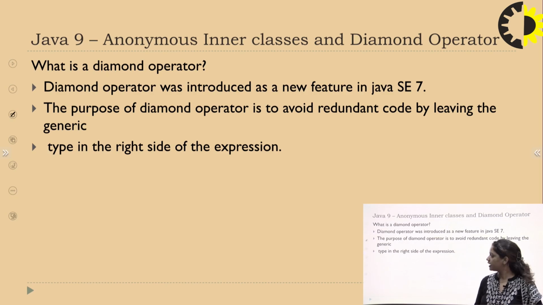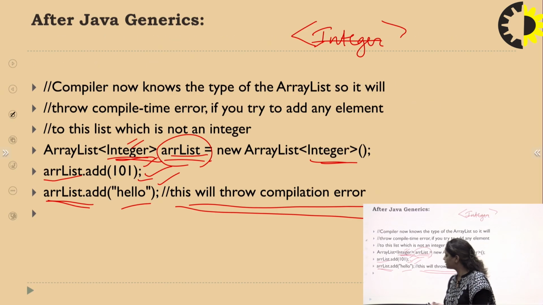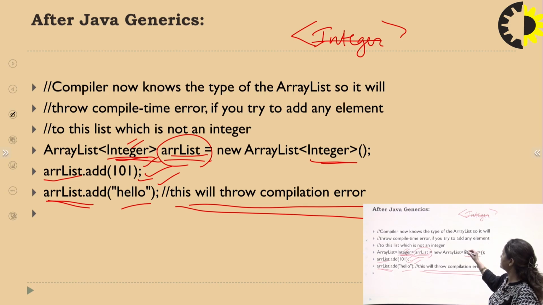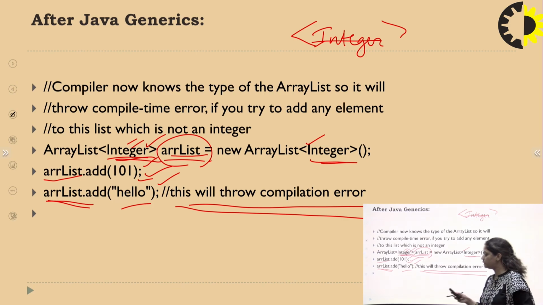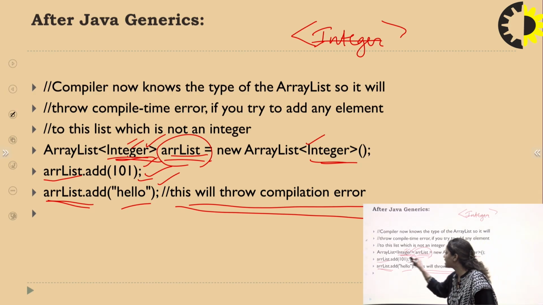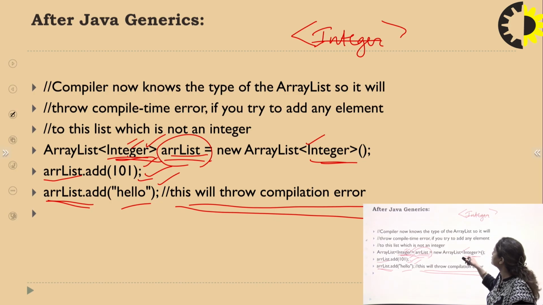Okay, so again there will be a problem with generics, which is that we are repeating the data type on both sides. It gives a kind of repetition, and the lines of code increase because of this repetition. So there is no need of writing it again. We are saying that this ArrayList is of Integer, so it is understood that the ArrayList will be holding only integer values.